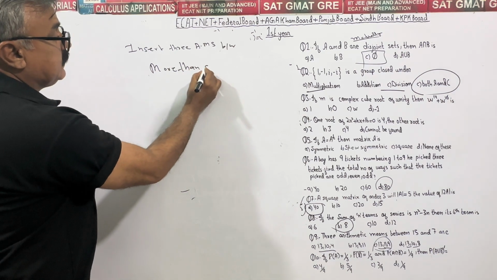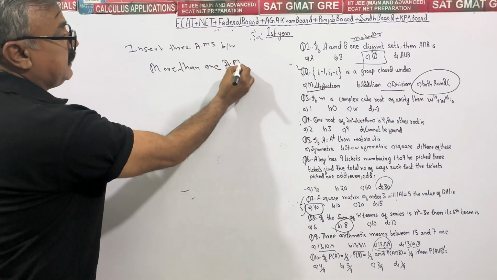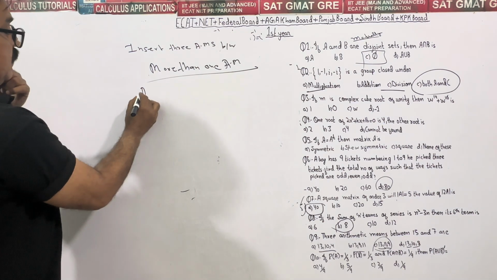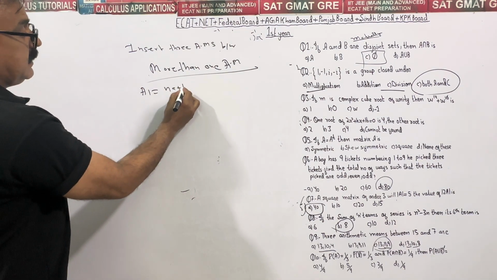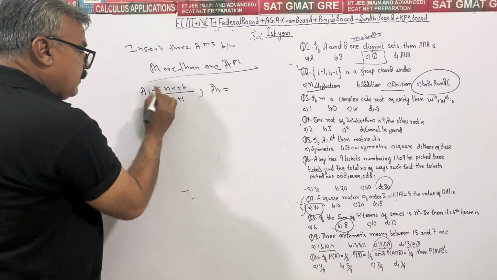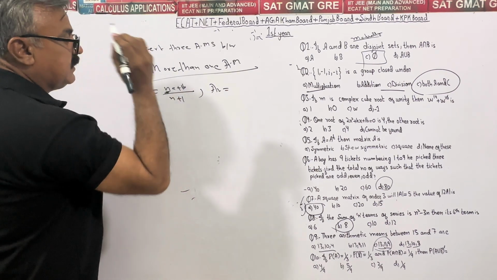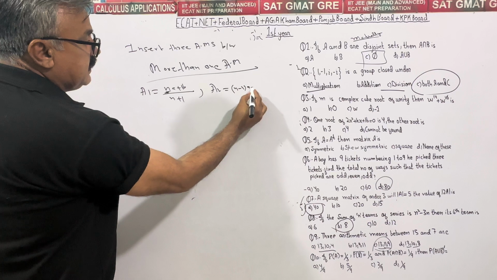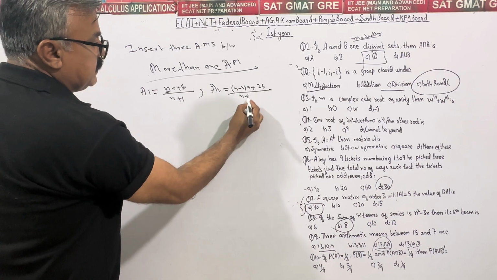More than one arithmetic mean. These are the formulas. First arithmetic mean: (na + b) over n + 1. Second arithmetic mean: keep on diminishing n and increasing the coefficient of b: ((n - 1)a + 2b) over n + 1.